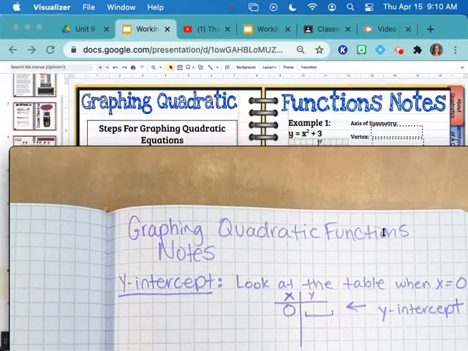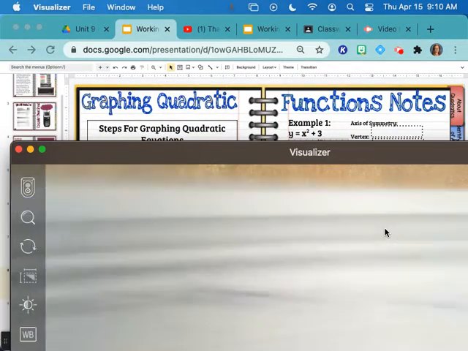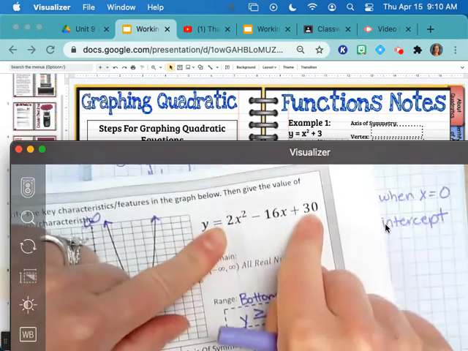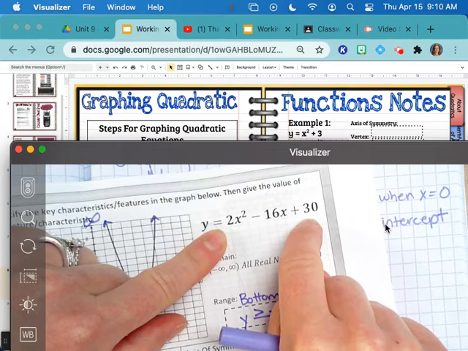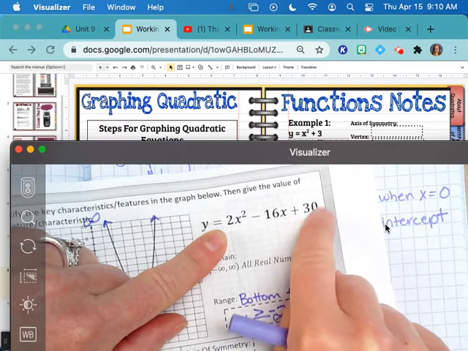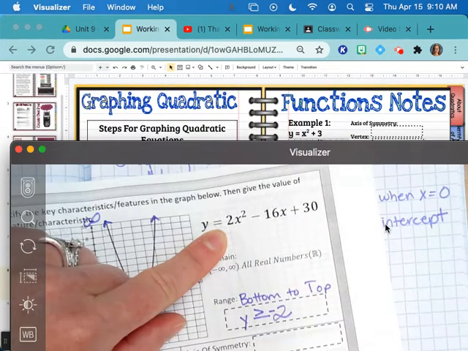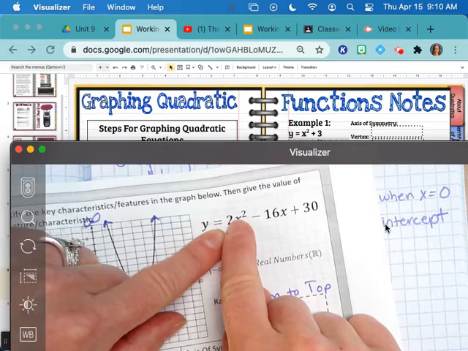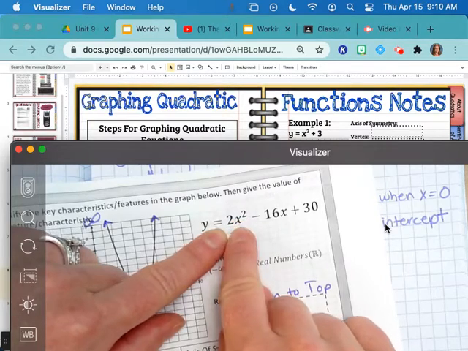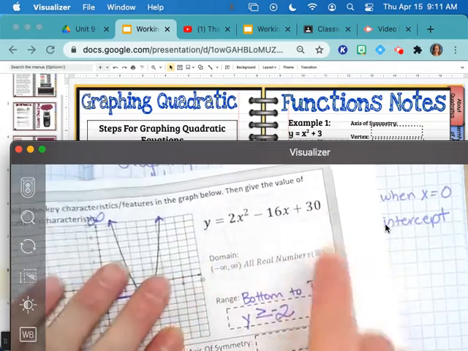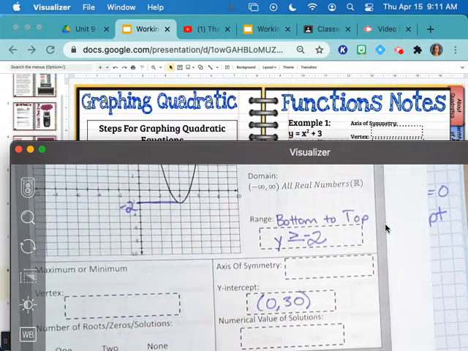We could also look at our equation and see our y-intercept is actually the c value in that ax squared plus bx plus c. See how that's the 30 right there? If I were to plug in 0 right here, everything would zero out. 2 times 0 squared is 0. Minus 6 times 0 is 0. Plus 30 leaves us with 30. So that's how you could also get your y-intercept.